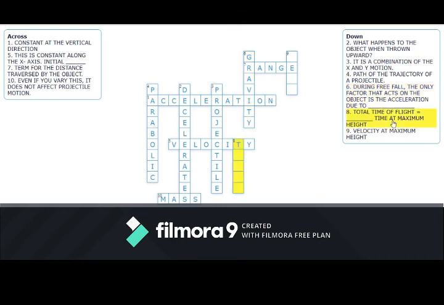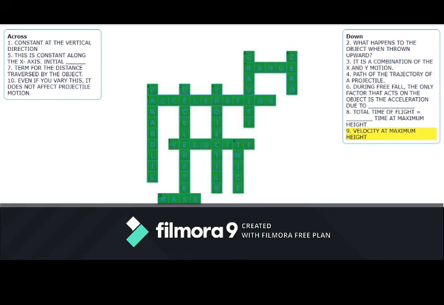Number 8. What is the relationship of the total time of flight to the time at maximum height? So what do you think is the relationship? Okay, so it starts with the letter T. What do you think is the answer? Yes, you guessed it. So the answer is twice. And number 9, what do you think is the velocity of a certain projectile when it reaches its maximum height? What is the value of its magnitude? Very good. So the answer is 0.